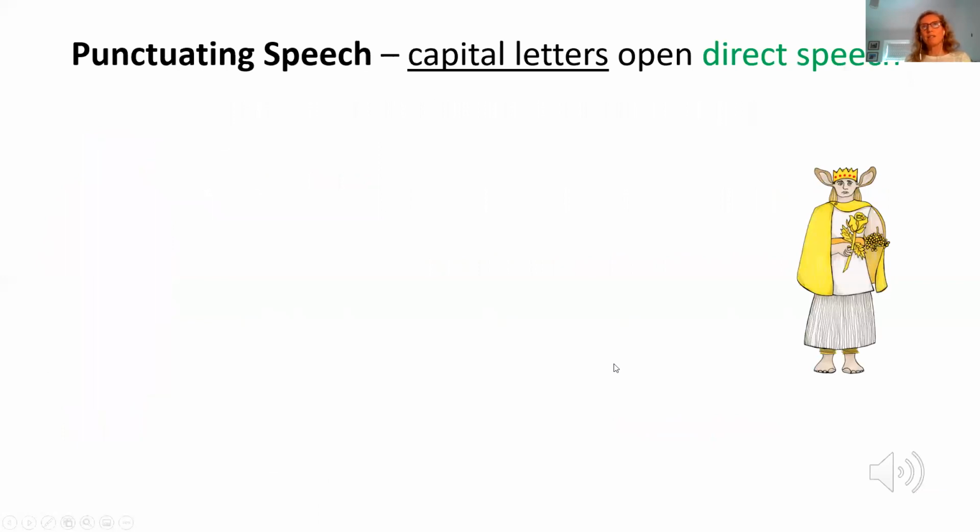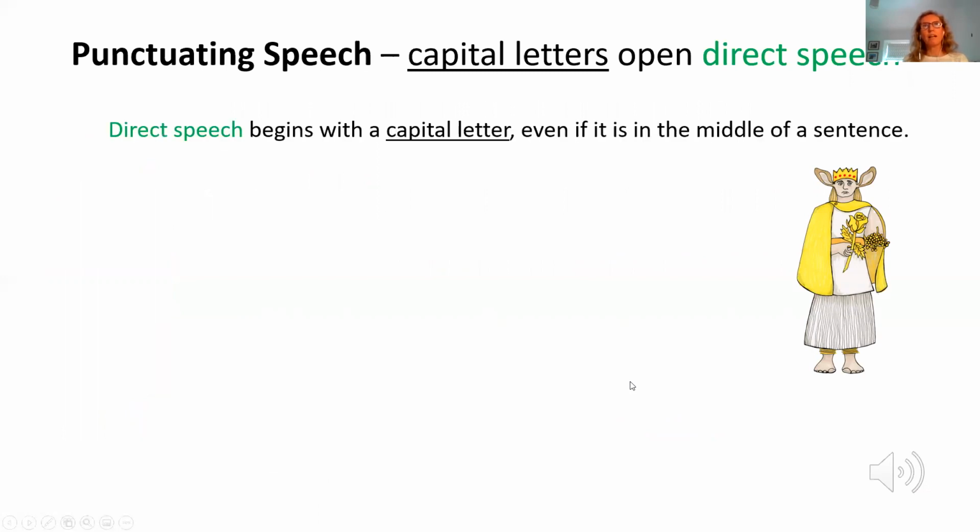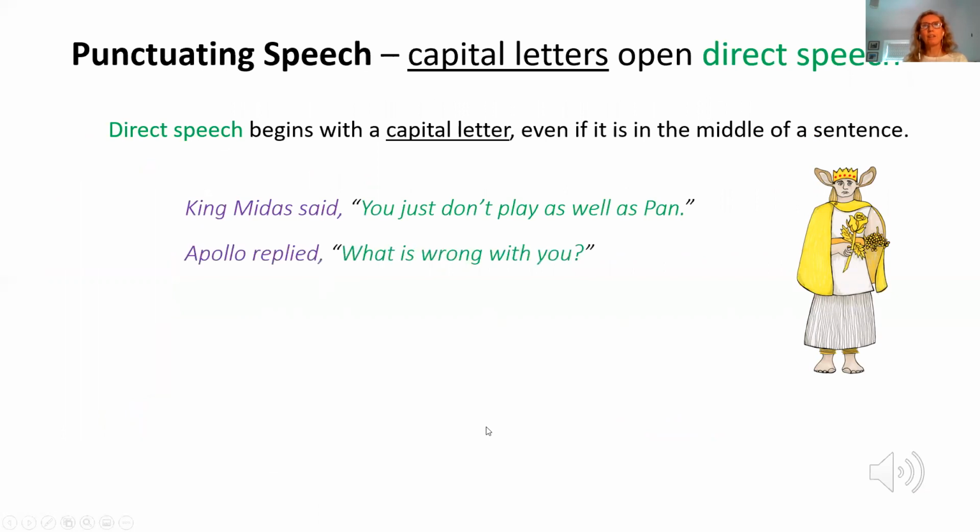So when we're punctuating speech, we need to include capital letters, and capital letters always go at the beginning of the direct speech, even if it's in the middle of the sentence. Let's have a look at the sentences. You can see here that the words that are actually being spoken are in green.